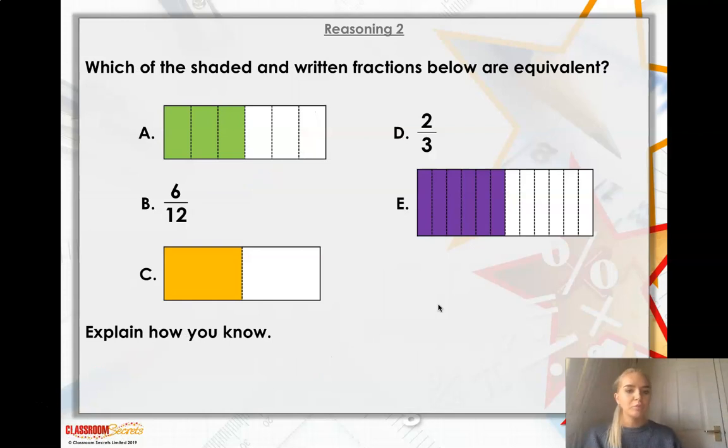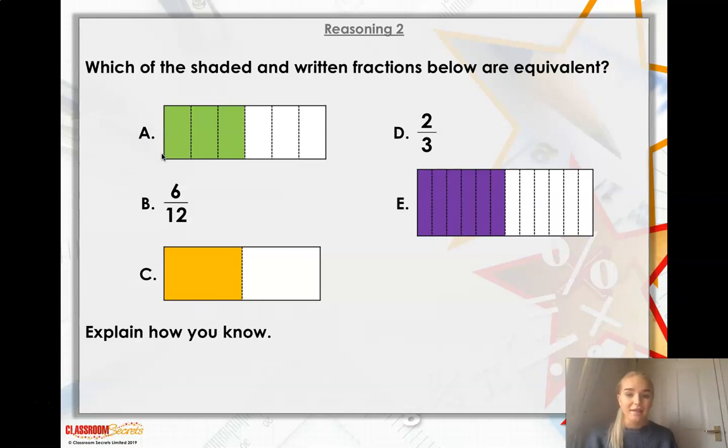Let's have a look at one more reasoning question then. So this one's a bit trickier. We need to find out which of the shaded and written fractions below are equivalent. Which of them are the same? So let's start with A. What fraction is A showing? Pause the video and have a think.